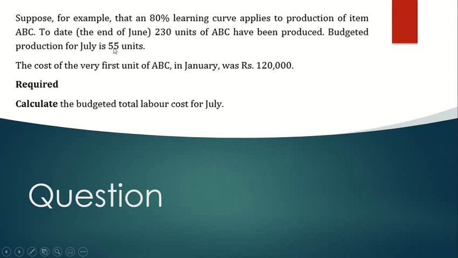Now we'll move to the question. What is the requirement? Here they are asking to calculate the budgeted total labor cost for July. They are asking only for July, which means the 55 units we are expecting to produce in July. So they are only asking what the cost is for July. So we can't find it using this formula in a straightforward manner.